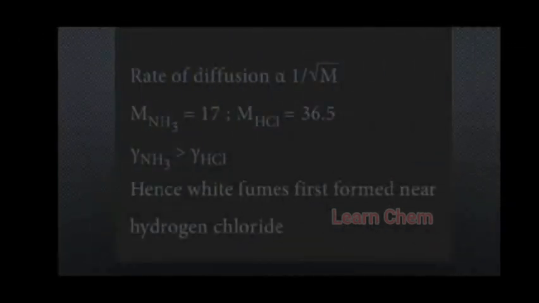First, the rate of diffusion is directly proportional to 1 by root of the molar mass of the particular gas. We have already learned this in Graham's law of diffusion, isn't it? So we have to apply this. The molar mass of ammonia is 17 and for HCl it's 36.5. By using this formula, if you find the rate of diffusion of ammonia and HCl, the value for ammonia is greater than that of HCl.